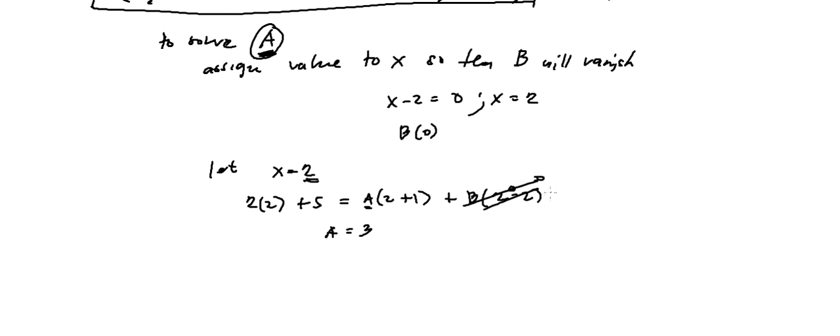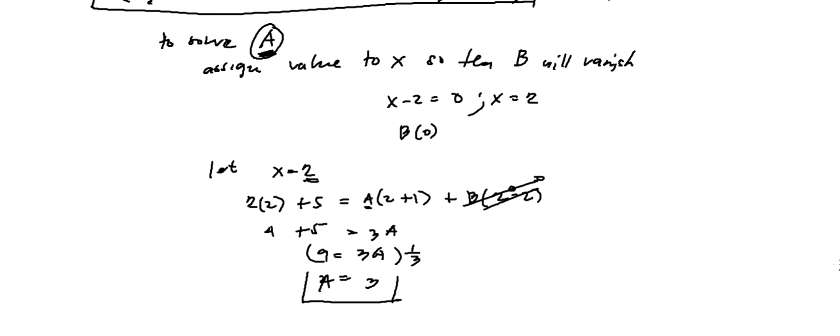Okay, let me show you step by step how we come up with 3. So I have 2 times 2, we have 4, plus 5, then we have 2 plus 1 is 3, so we have 3a. Then 5 plus 4 is 9, which is equal to 3a. So our a is, divide both sides by 3, we have 9 over 3, or 3. So we now know the value of our a.